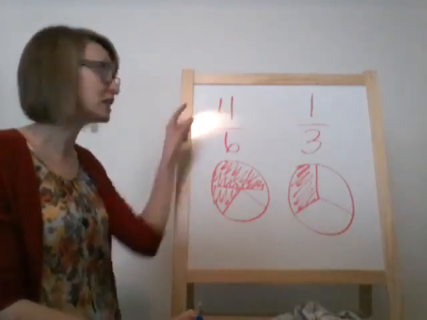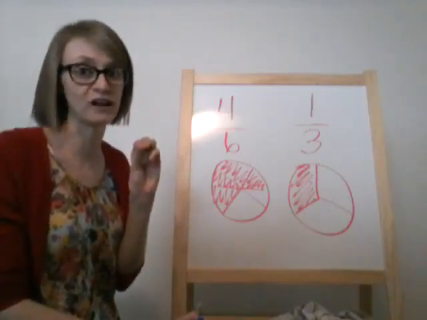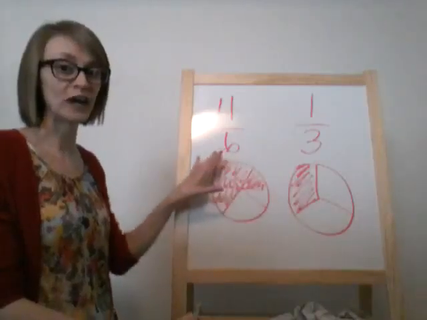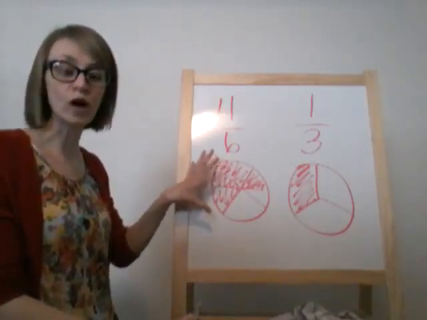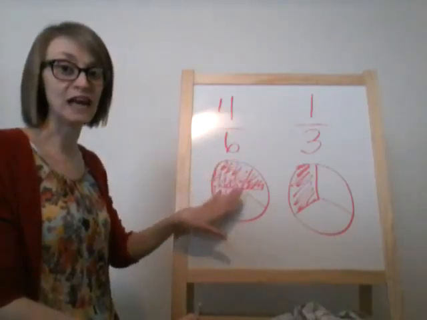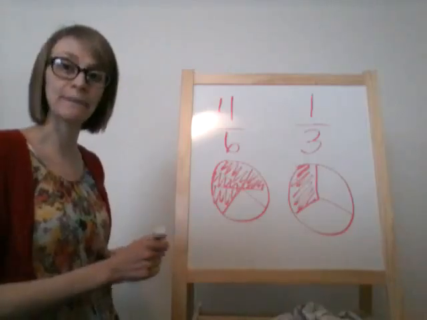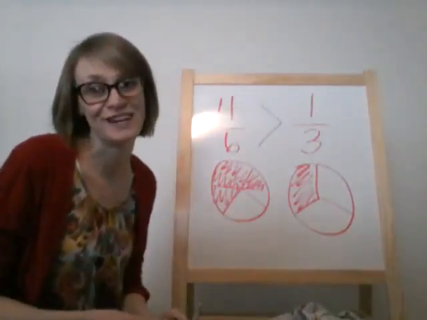You also want to look at the numerator and see how many of those pieces we're comparing. Here we're looking at 4, here we're looking at 1. So as you can see, this circle, this whole, has more of it that is filled in. We're looking at more of it than we are with this one. So what that means is 4/6 is greater than 1/3.